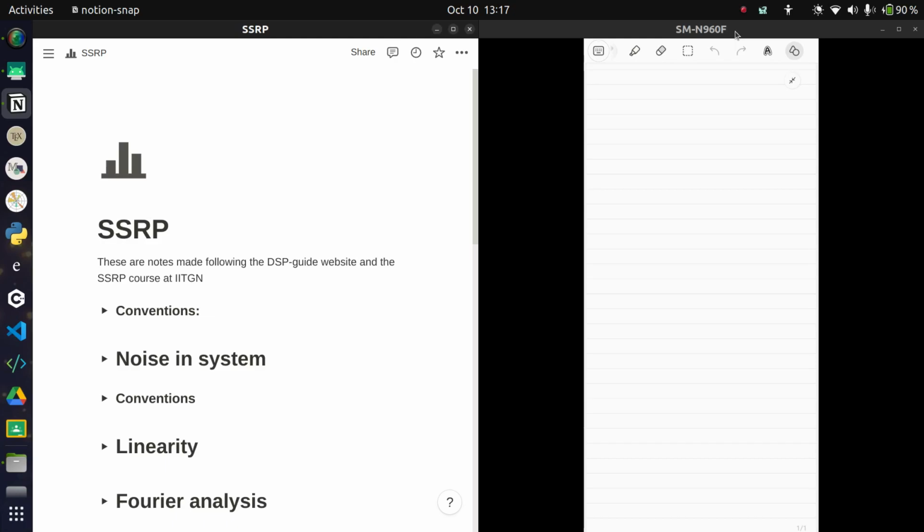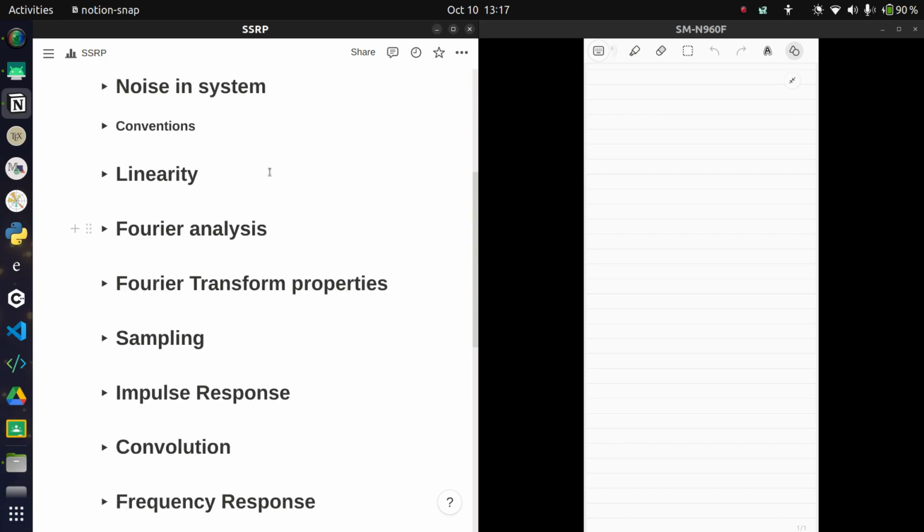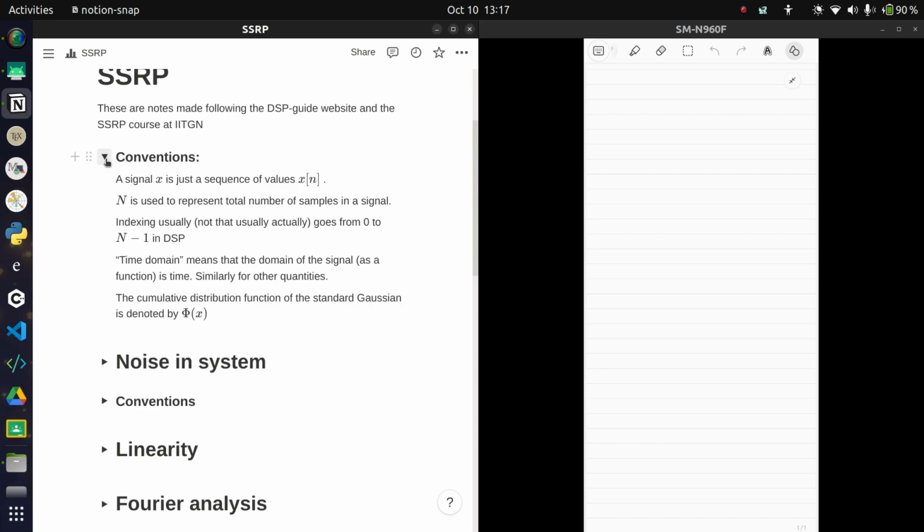Let's go. Right, so this is SSRP and it's basically a revision, and these are my notes. Let's just start. First, you have the conventions. A signal x is a sequence of values x sub n. N is used to represent the total number of samples. Indexing usually happens from 0 to n minus 1 in the DSP time domain. We all know all of this, so let's move on.